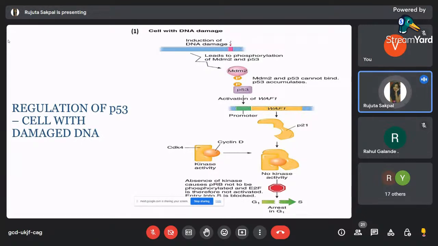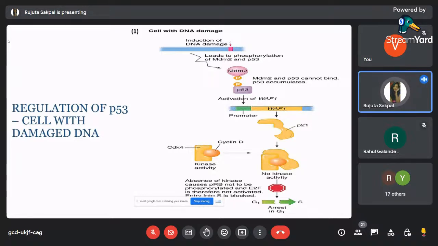So we can see how a cell is arrested in G1 phase. In the case of a cell with DNA damage, P53 initiates a cascade of events which helps the cell arrest in G1 phase. After DNA damage, it results in phosphorylation of both P53 and MDM2 on the domains where they normally interact. Therefore, the P53-MDM2 complex is not formed here, and P53 degradation cannot be promoted. So the amount of P53 in the cell is increased, and P53 is activated.